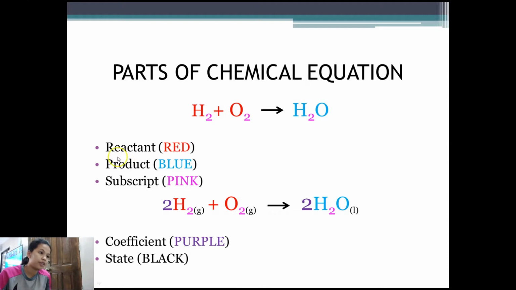First is our reactants. Reactants are elements or compounds before a chemical reaction. They are usually found on the left side of the equation. So in our sample, we have H2 and O2 as our reactants.